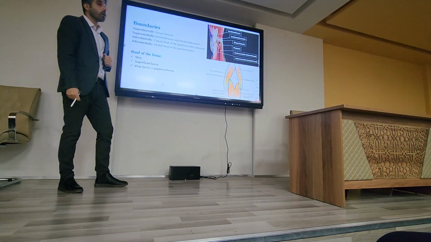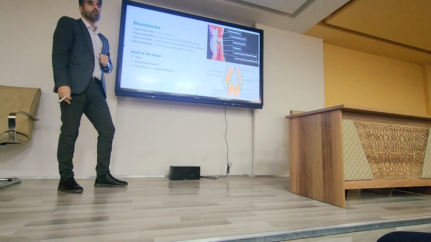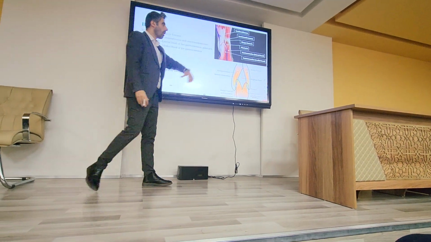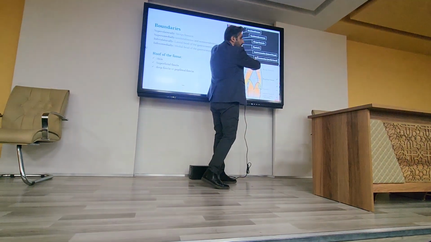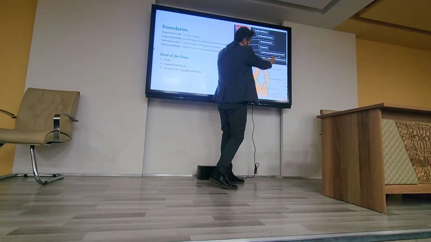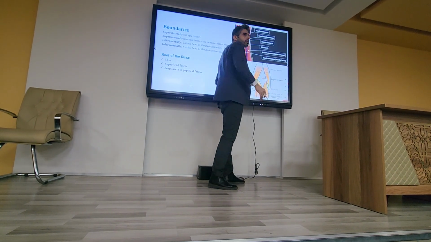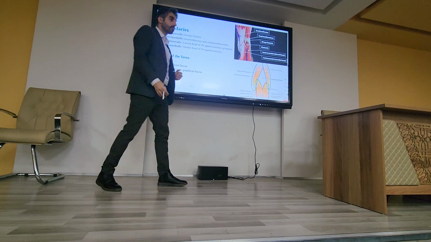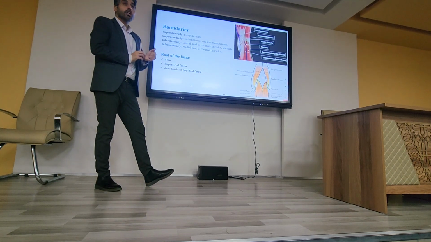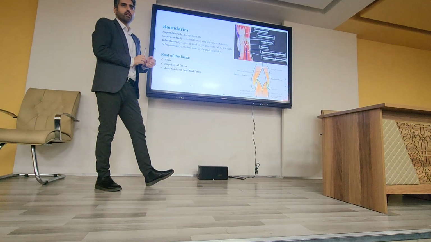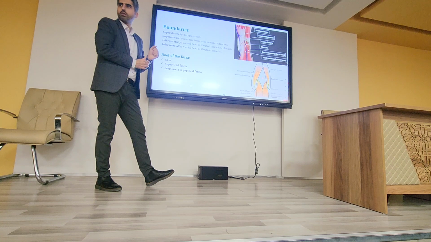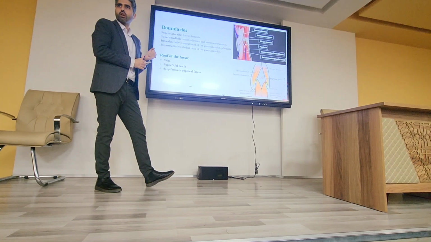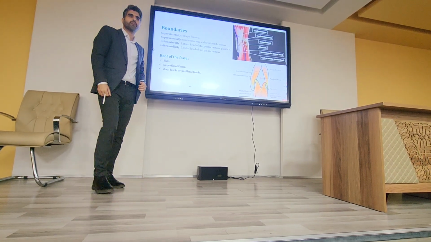So these are the boundaries of the popliteal fossa. Up medial: semitendinosus, semimembranosus. Up lateral: biceps femoris. Down medial and lateral: gastrocnemius. What is the content of this fossa? The popliteal artery. Popliteal fossa, popliteal artery. Where is the origin of the popliteal artery?